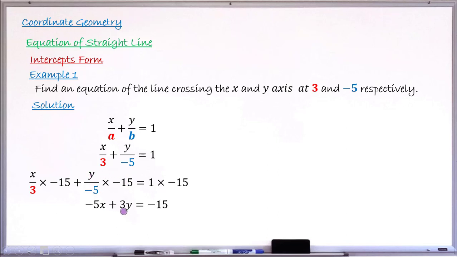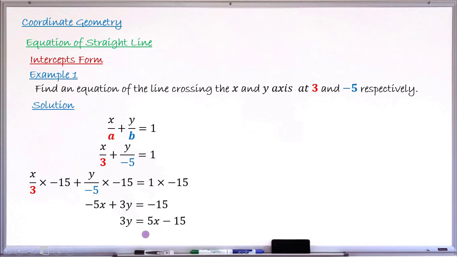3 times y gives you 3y. And y times minus 15 simply gives you minus 15. So we continue, collecting like terms there. Minus 5x is shifted to the right hand side. There you have 3y equals 5x minus 15.